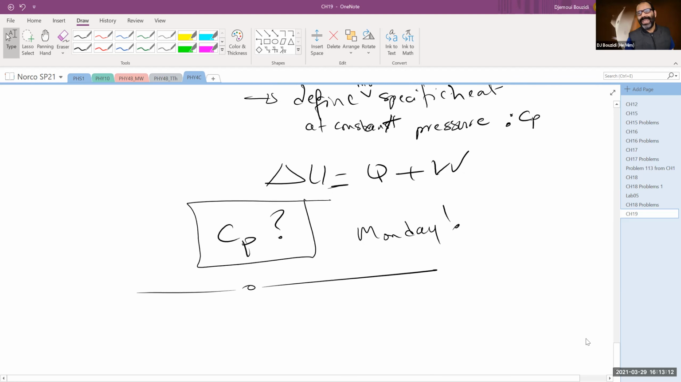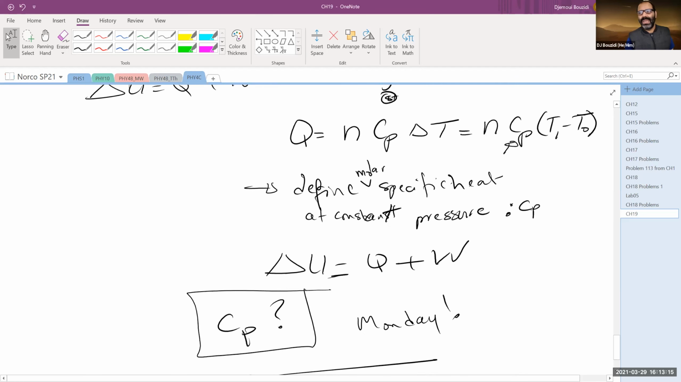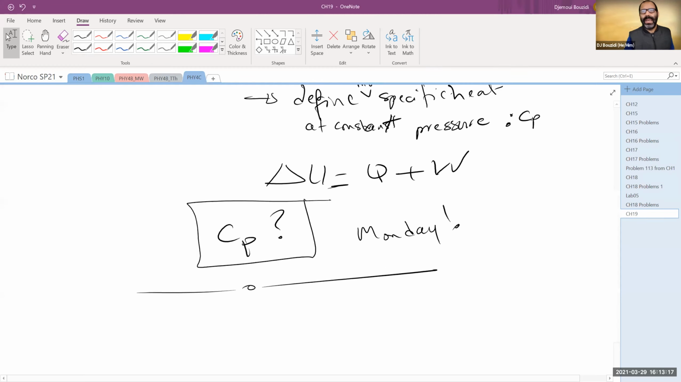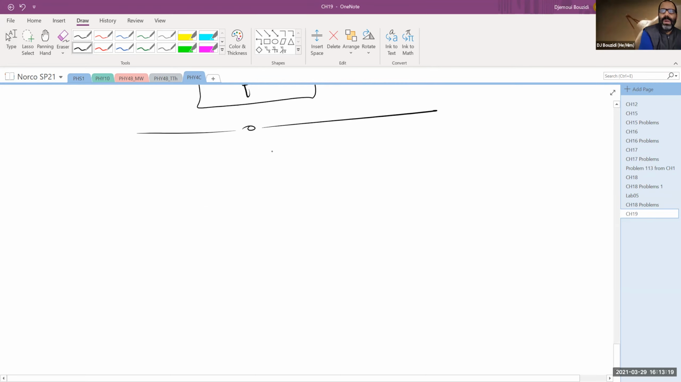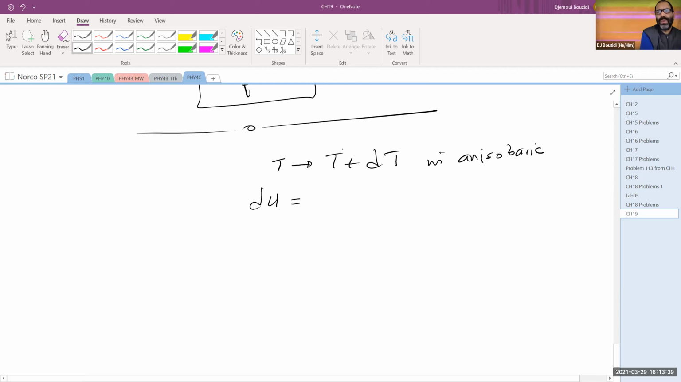So I wanted to find a relationship between CP and CV, and let's see if we can do that. Let's take baby steps. Let's say, for example, we're going from T to T plus dT in an isobaric process. That means the pressure is not changing. In this case, the energy changes by an increment from here to there. So the change in energy is going to be nCV dT.